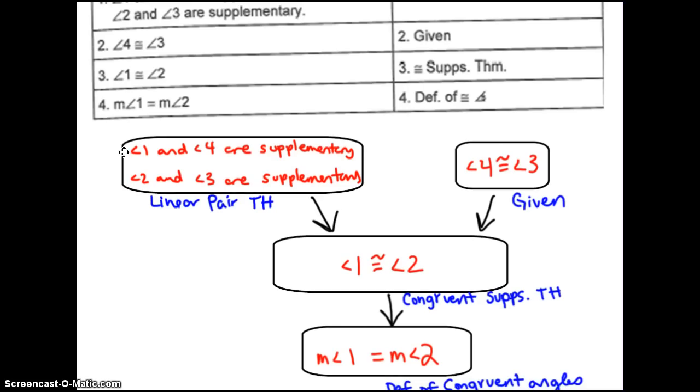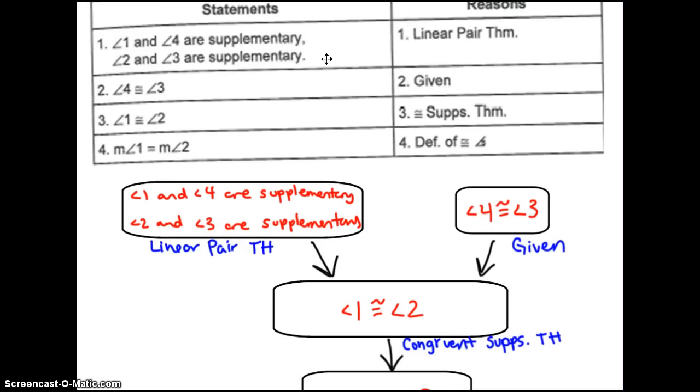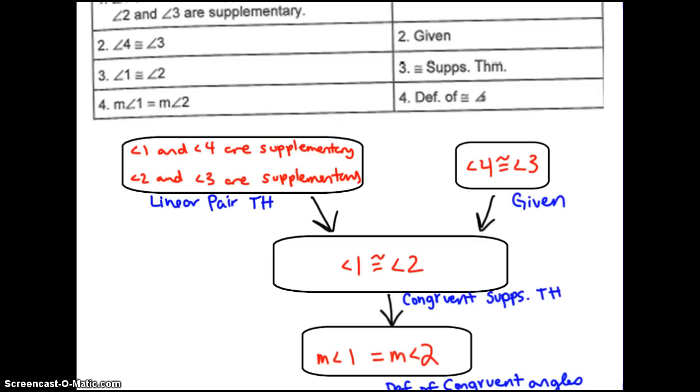So what we have here is that angle 1 and angle 4 are supplementary, angle 2 and angle 3 are supplementary. So the reason for this is linear pair. That was given to us in statement 1 and reason 1. And then given to me is that angle 4 is congruent to angle 3, so that's given. What I can say from this is since angle 4 is congruent to angle 3, then I know that angle 1 and angle 2 have to be congruent. That's the congruent supplements theorem.